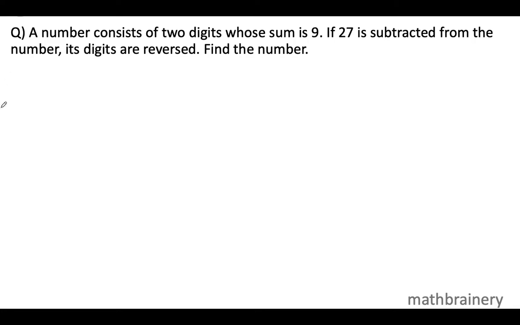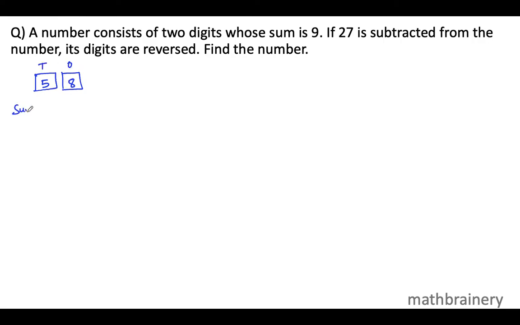If 27 is subtracted from the number, its digits are reversed. Find the number. Before we look at the solution to this, let us first assume a 2-digit number. Let us say my 2-digit number is 58. Now 5 is in tens place, 8 is in ones place.